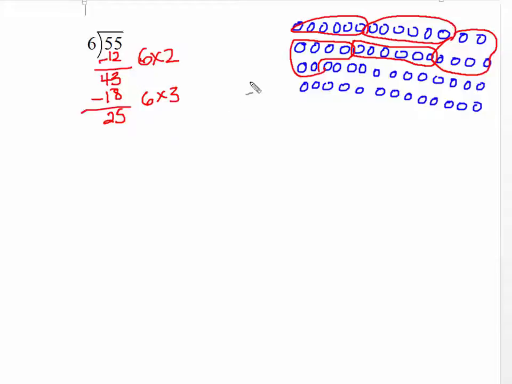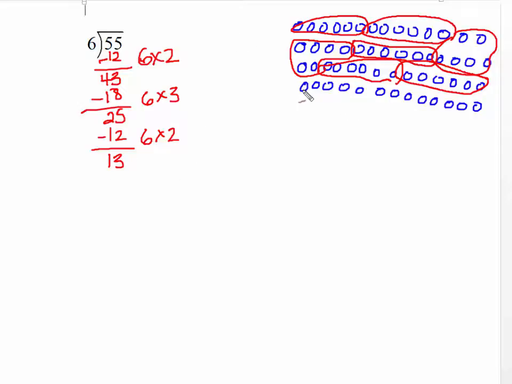So probably out of that I can get 2 more groups of 6. So let's do 6 times 2 again. 1, 2, 3, 4, 5, 6, that's one group of 6. Then another group of 6. So 6 times 2, I've grouped off another 12 circles. So that leaves me with 13.